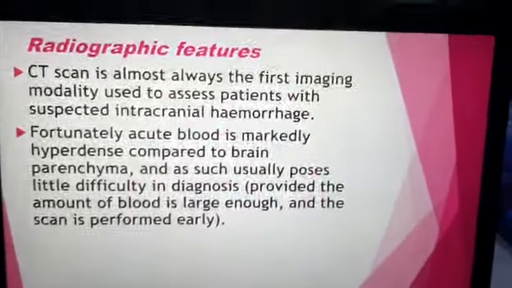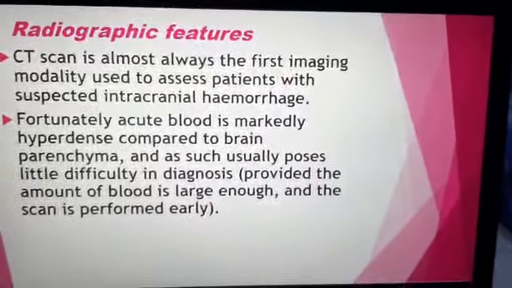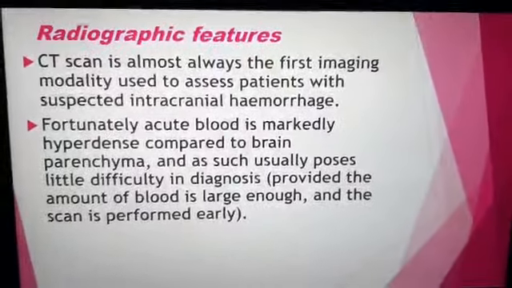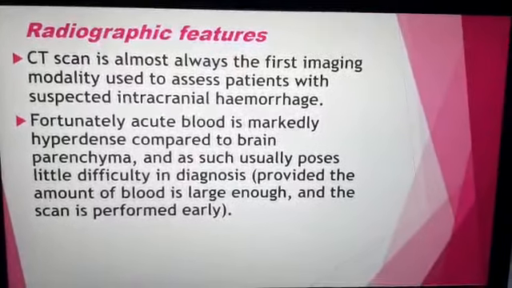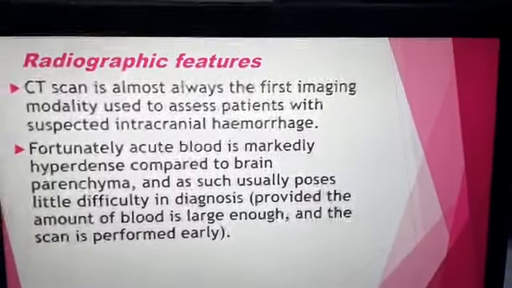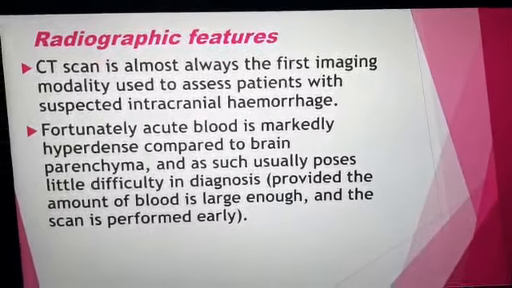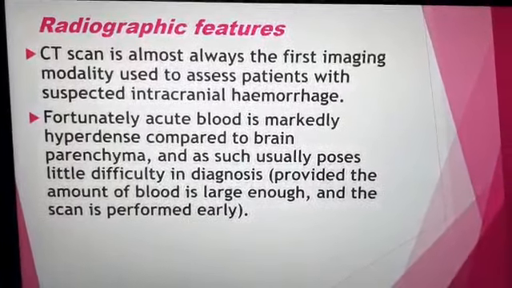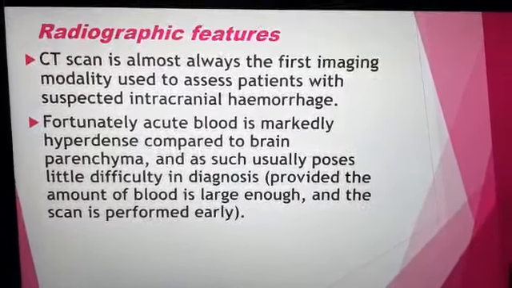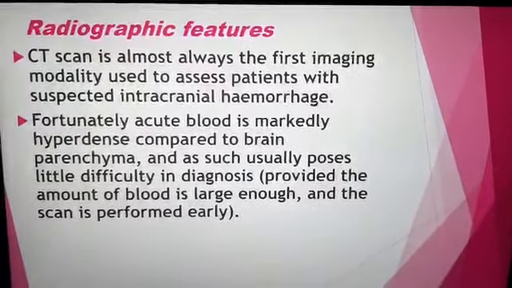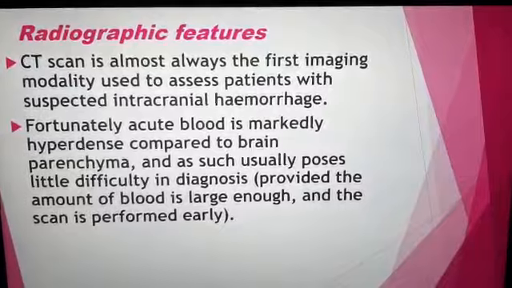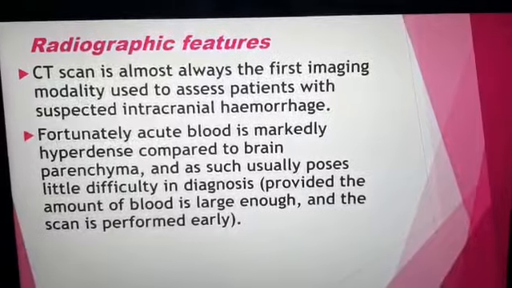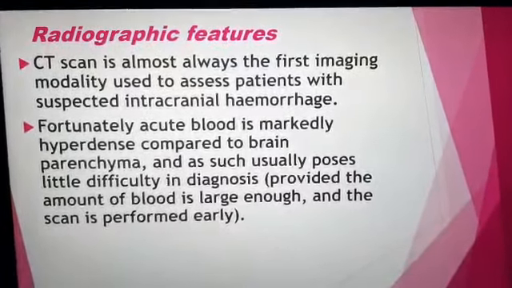Now, the radiological features, or how we can diagnose hemorrhage radiologically. First, CT scan is the gold standard method for the diagnosis of intracranial hemorrhage. Why? Because acute intracranial hemorrhage appears as a hyperdense area compared with the brain parenchyma. So CT scan is the first choice for diagnosis in patients suspected of intracranial hemorrhage.